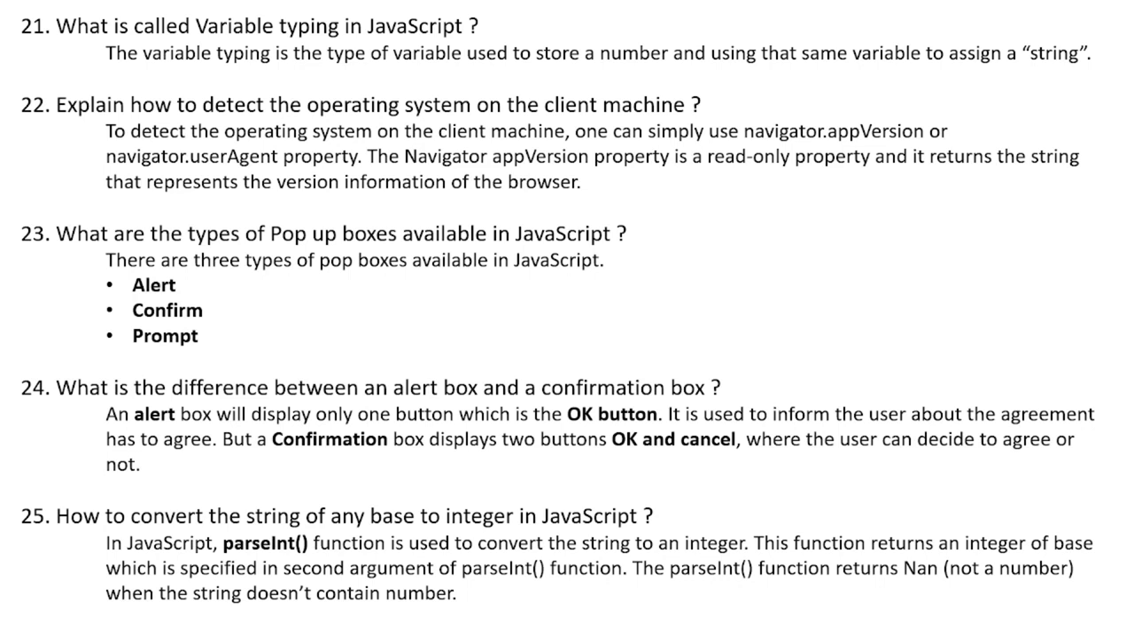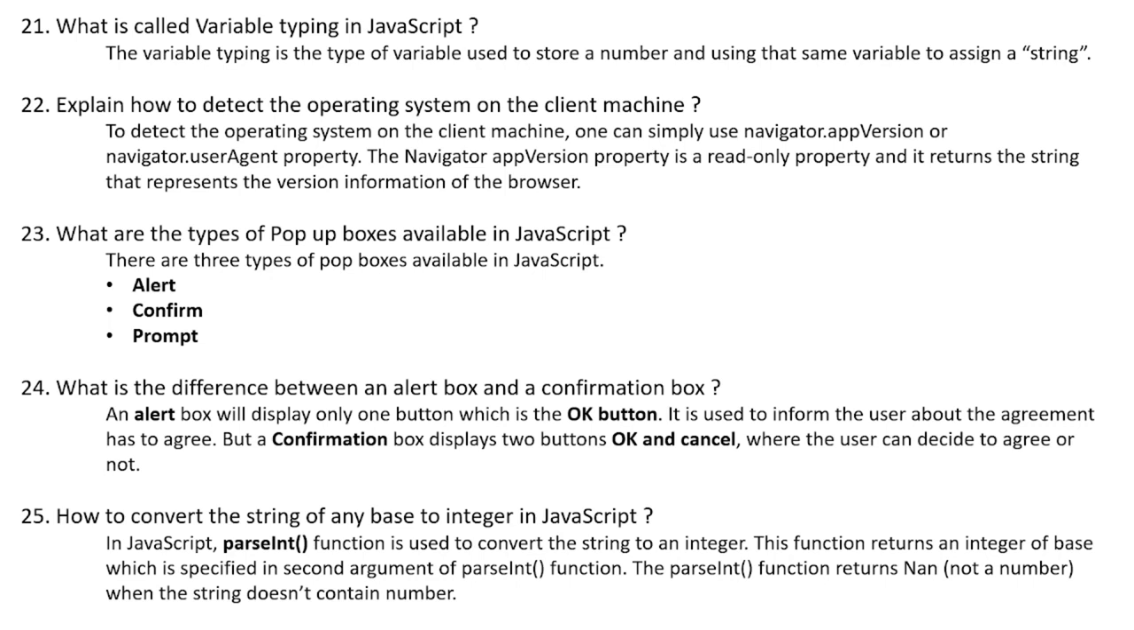Question 22. Explain how to detect the operating system on the client machine. Answer. To detect the operating system on the client machine, one can simply use the navigator.appVersion or navigator.userAgent property. The navigator.appVersion property is a read-only property and it returns a string that represents the version information of the browser.